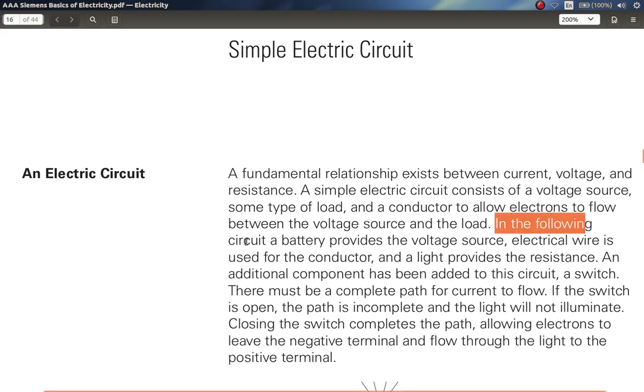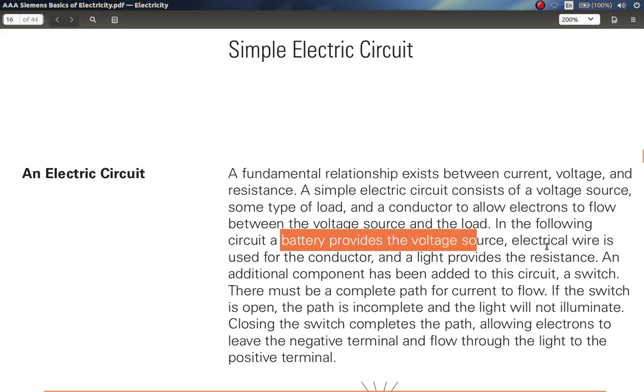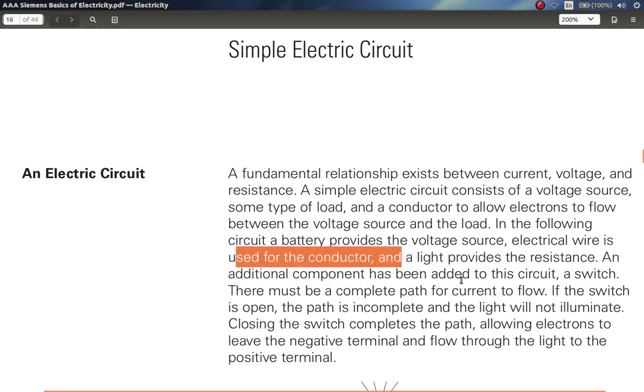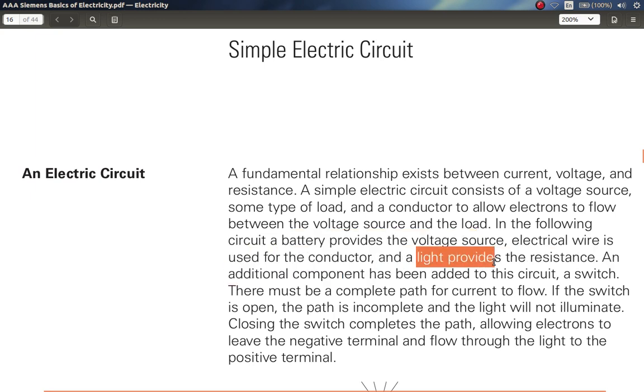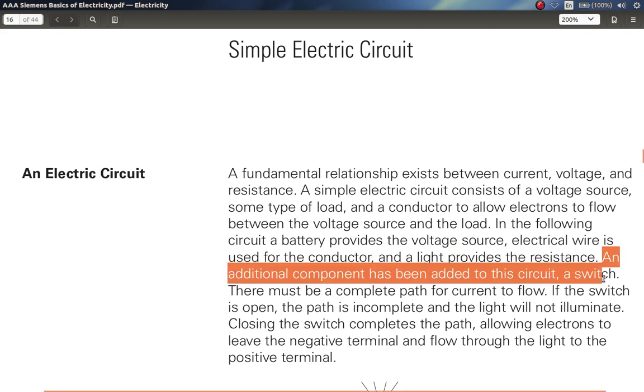In the following circuit, a battery provides the voltage source. Electrical wire is used for the conductor, and a light bulb represents the resistance. The light bulb would also be the load. An additional component has been added to the circuit, a switch.